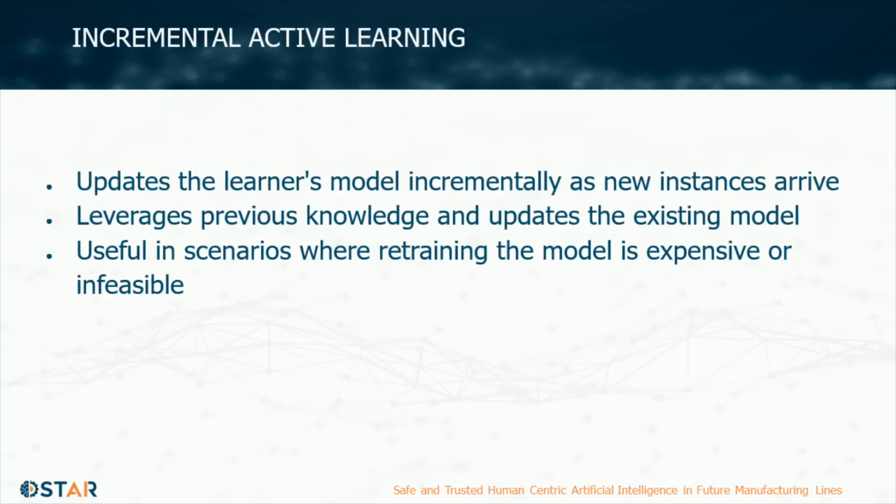Incremental active learning is a strategy used in stream-based active learning that focuses on incrementally updating the learner's model as new instances arrive. Instead of training a new model from scratch each time new data arrives, incremental active learning seeks to leverage previous knowledge and update the existing model with the new information. This approach is particularly useful in scenarios where retraining the model from scratch is computationally expensive or infeasible.